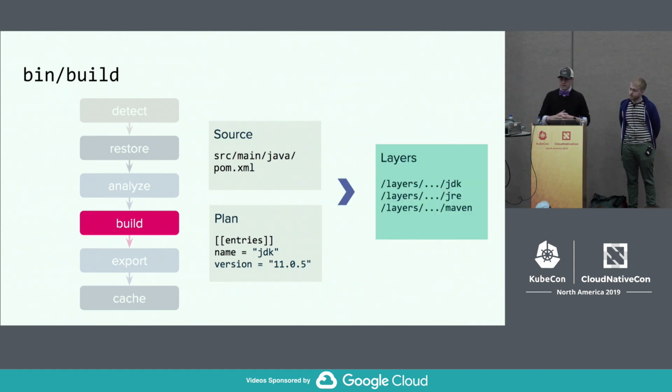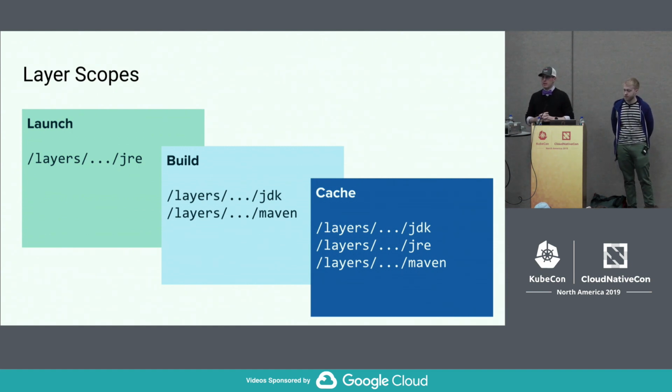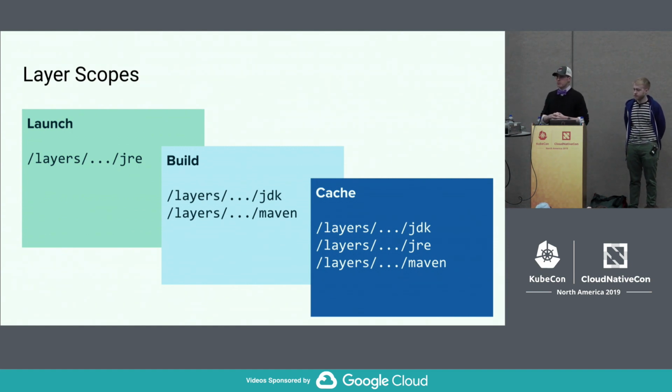One of the outputs of that process is several layers that represent the JDK, the Maven dependency cache, and the JRE. But each of these layers has a different scope, or sort of a different visibility. Some layers will be used as part of the cache because we want them available on subsequent builds. But some of those layers we do not want in that final launch image.